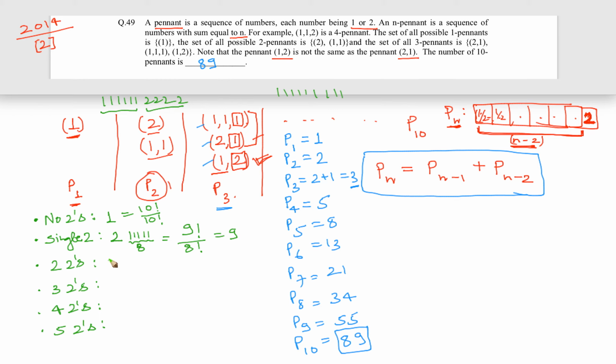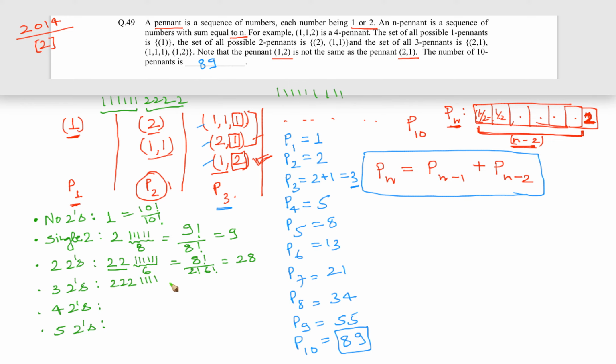See, there are 2 twos, so 4 is already there. Now it is a P6, so there will be 6 ones. So these 6 are alike and these 2 are alike. You can understand it as 8 elements, out of which 6 are alike of one kind and 2 are alike of another kind. So it is 8 factorial divided by 2 factorial into 6 factorial, and this comes out to be 28.